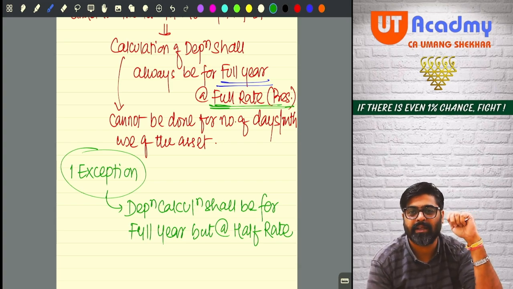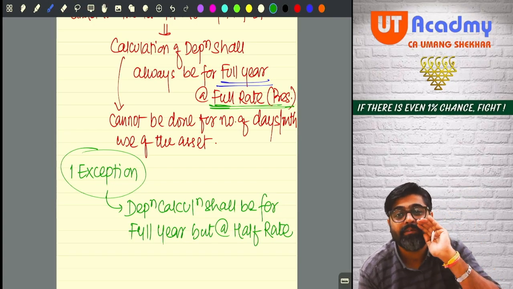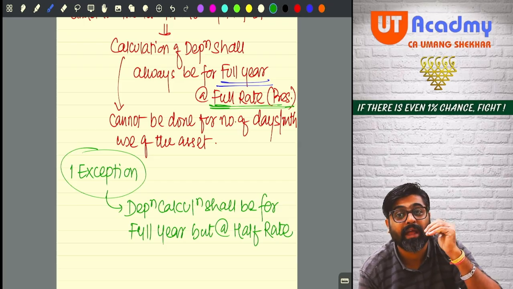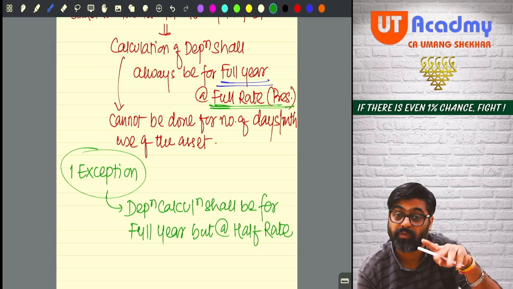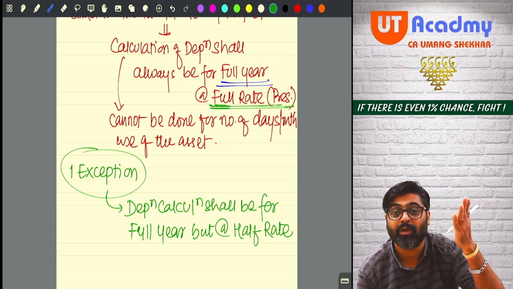If you ask this thing to other friends, they will tell you that the depreciation is calculated for half year. They have the habit of saying calculation of depreciation half year, calculation of depreciation half year. Laugh and go away from there. Depreciation is never calculated for half year. It's always calculated for full year. Half is the rate and not the year.